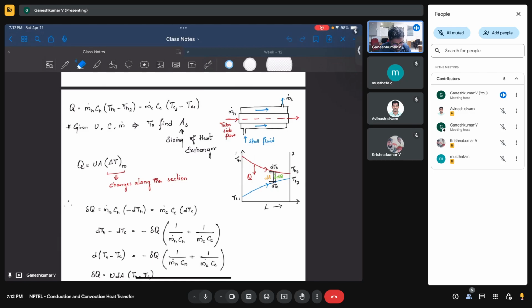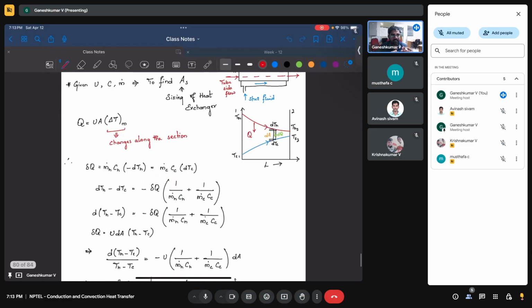So usually till now we have always said that inside it is some temperature, outside fluid is at some temperature, so we didn't vary the temperature of the fluid. But here, as the fluid is flowing, the temperatures are changing, so the temperature differences are changing. So we need to find some mean temperature. For that we did this analysis.